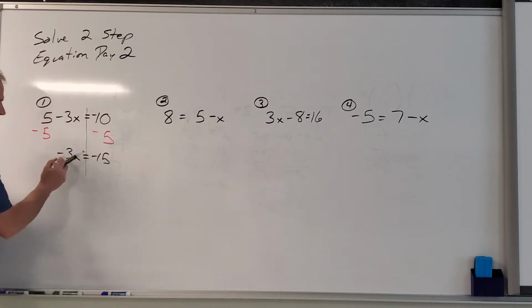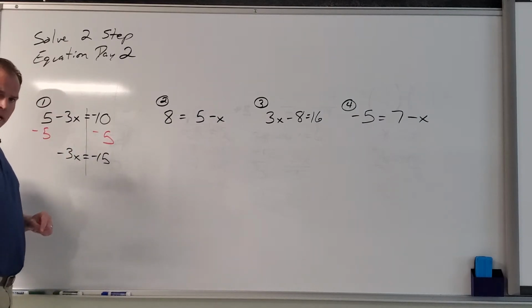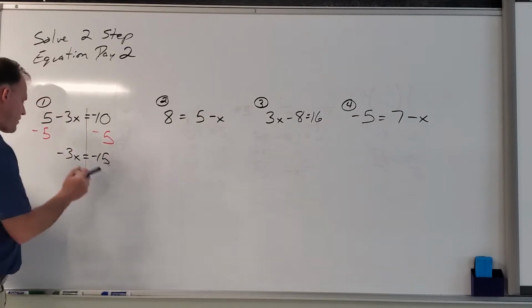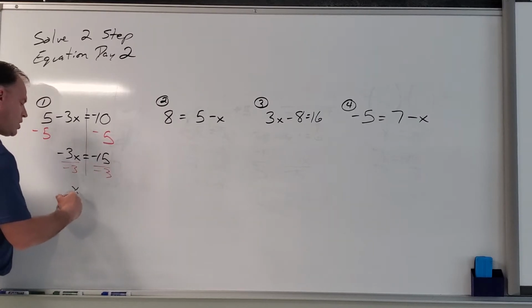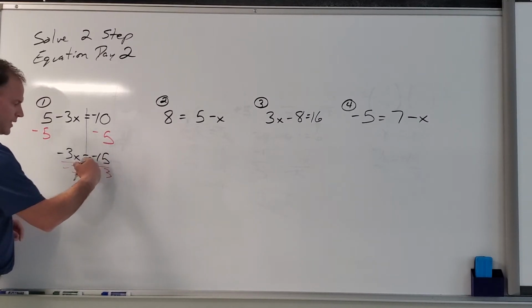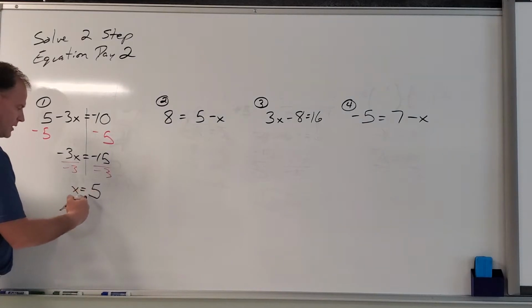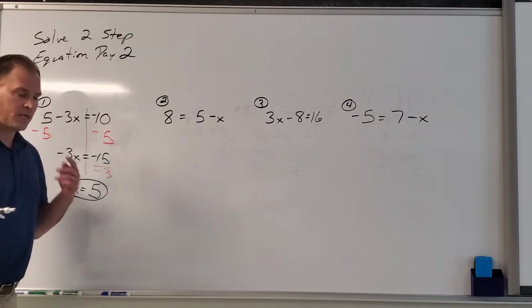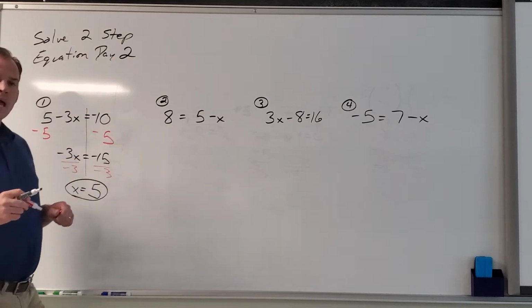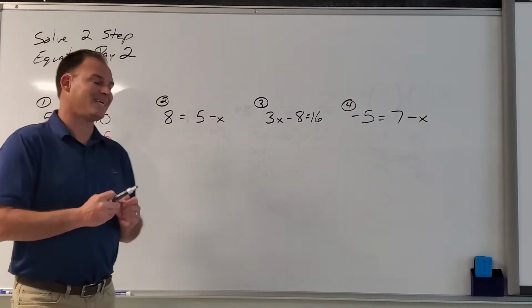So now, number next to letter, what are we going to do next? Very good. Divide by negative 3. And again, know your signs. Negative divided by negative is positive 5.